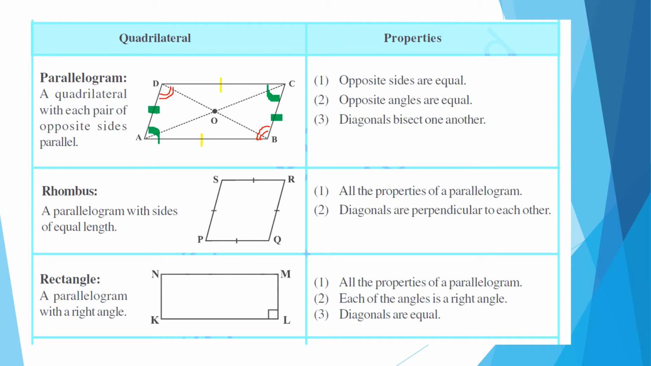This is the second property written here. The third property is that diagonals of a parallelogram bisect each other. So the diagonals of a parallelogram means AO, this is AO, and this OC would be equal to each other. And on the other side, the other diagonal is DO, this would be equal to BO. So diagonals bisect each other, means the diagonals divide each other into two equal parts.